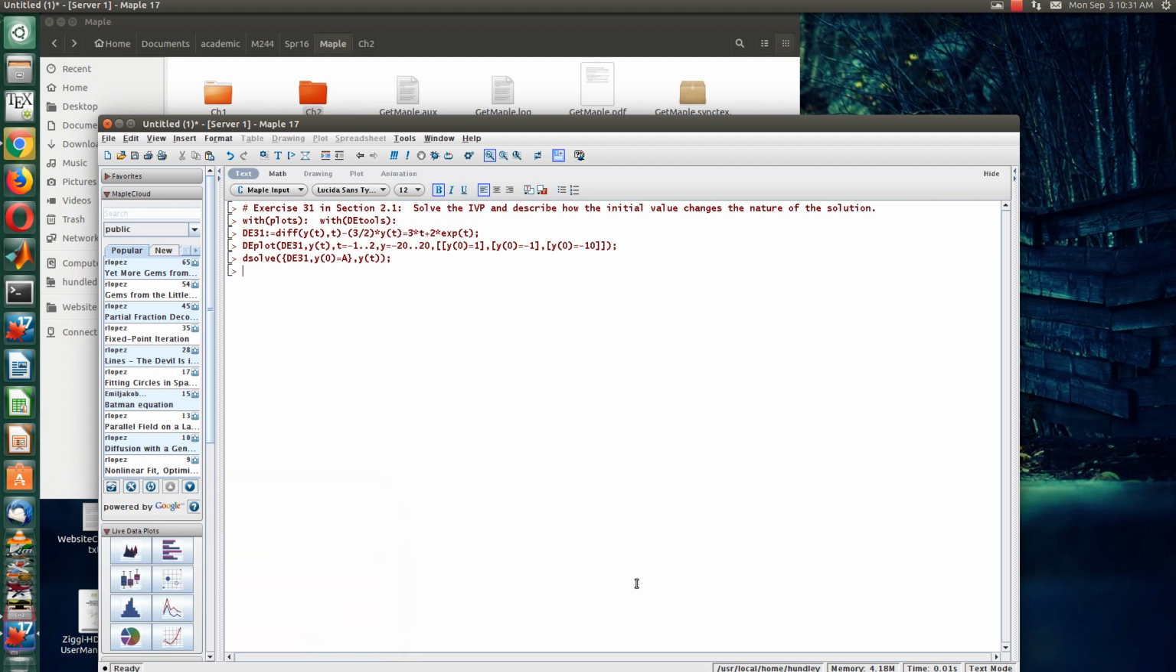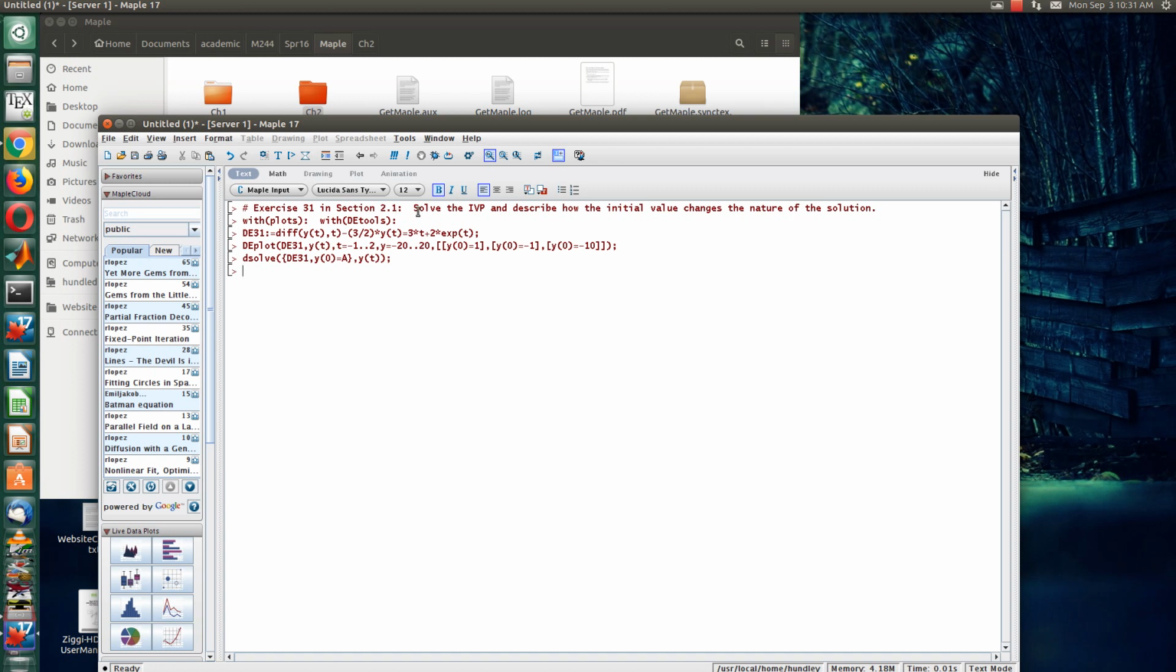So this video shows how to solve exercise 31 in section 2.1 using Maple. In this case, we're going to see how to do a plot of a differential equation, a direction field, and also how to solve the differential equation. And then we're going to see if we can figure out what's happening in this problem.